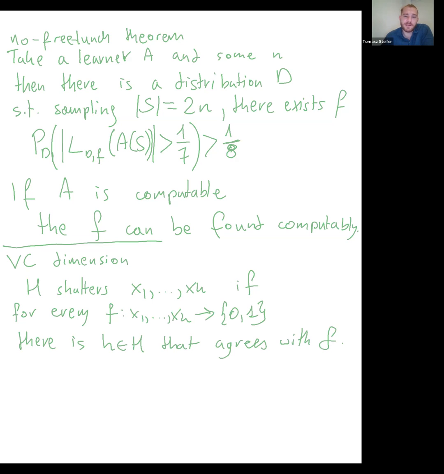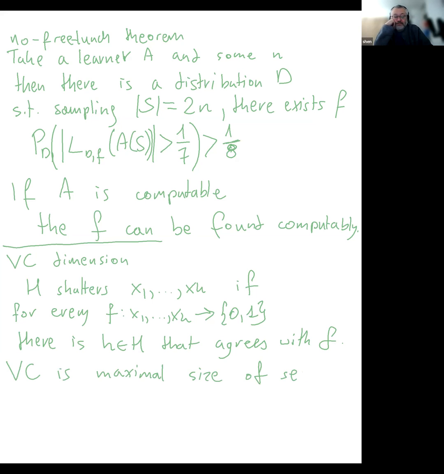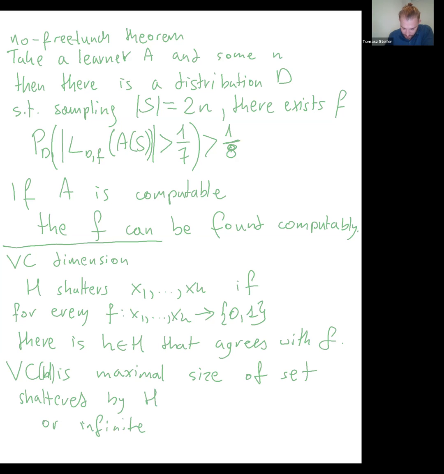That means that for every labeling that is possible on these points, I can find a function that does this labeling exactly. And VC of H is the maximal size of a set shattered by H, or infinite if there is no max.